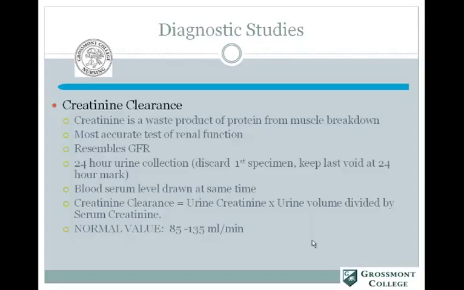So how this goes is you discard the first specimen, and then you start going into this jar, this big container, and you do it for 24 hours, can't miss one. If you miss one, you have to start over again. And then you keep the last void. So you discard the first one, keep the last one at the 24-hour mark, and then they're going to run tests for creatinine clearance. And there's a formula there that figures that out. The normal is about 85 to 135 milliliters per minute.